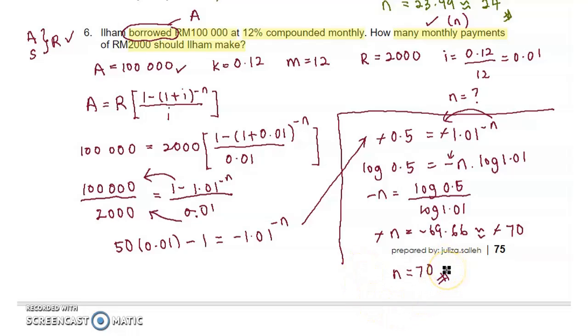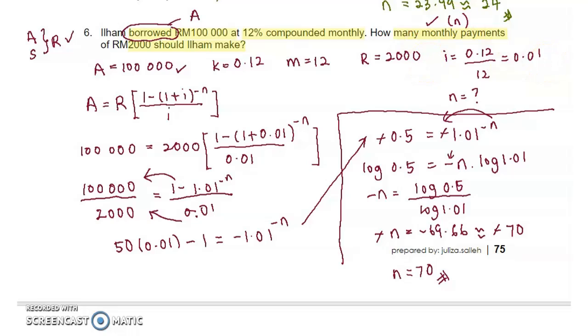Logically, value N cannot be negative because it is how many monthly payments. You cannot say, okay, I pay negative 70 times. Very illogical. So make sure N is positive, it cannot be negative. So in this case, Ilham makes 70 payments of 2,000 ringgit every month.